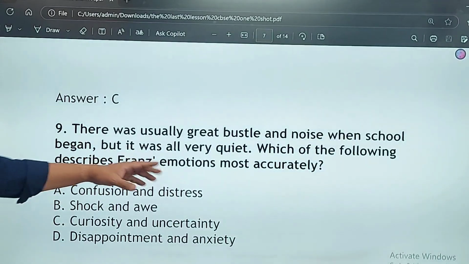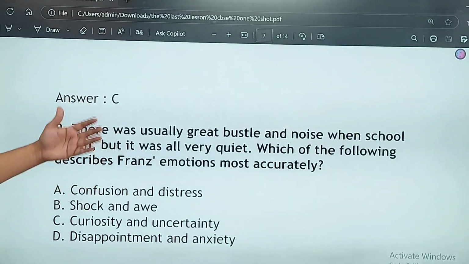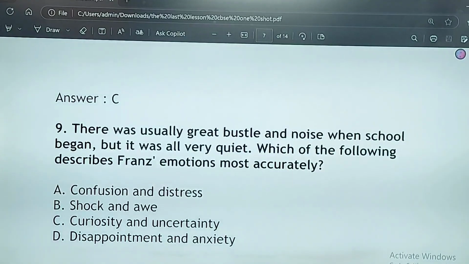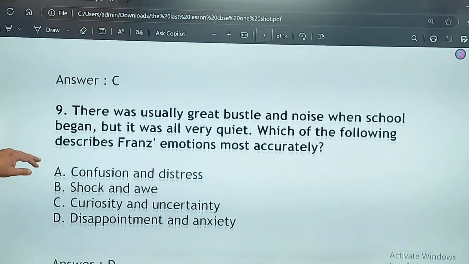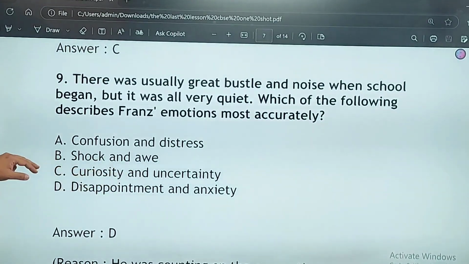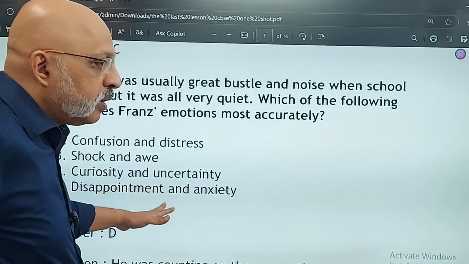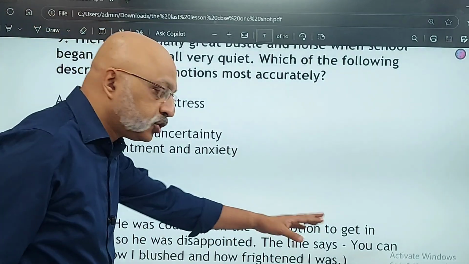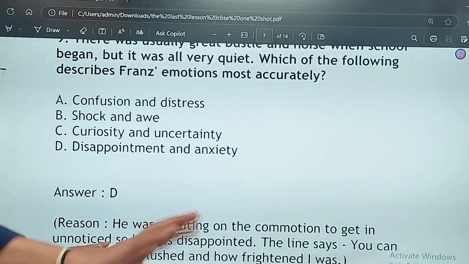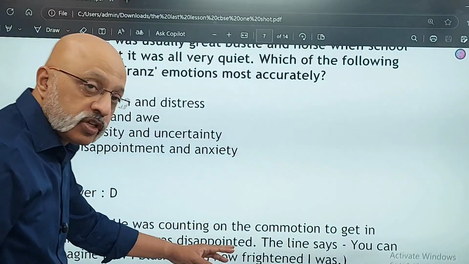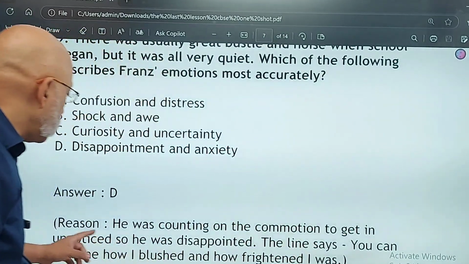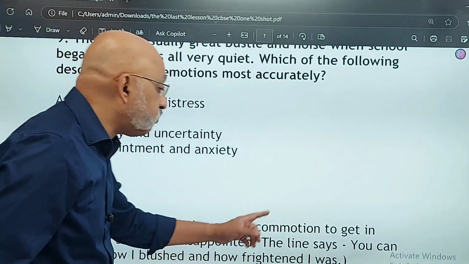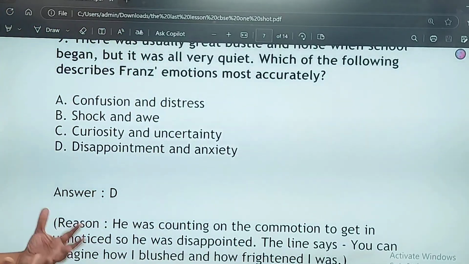So what is it that describes his emotions when he sees that the school is being unusually quiet? Is it confusion and distress, shock and awe, curiosity and uncertainty, or disappointment and anxiety? The correct option is disappointment and anxiety. He's anxious, disappointed. Why? I've given the reason here. He was counting on the commotion to get in unnoticed, so nobody will see that he is late. So he was disappointed. The line says, you can imagine how I blushed and how frightened I was. So he was obviously anxious.